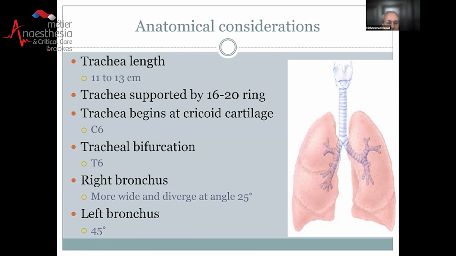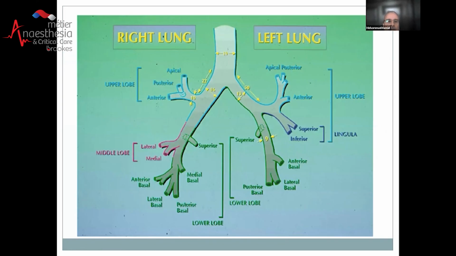And the left bronchus diverges about 45 degrees. So the right bronchus is straighter. And the most important thing about the right bronchus is the takeoff of the right upper lobe bronchus, which is about 2.5 centimeters from the carina as compared to the left bronchus. So this is the carina, and the right bronchus is over here. It's about 2.5 centimeters from the carina, while the left bronchus is about 5 centimeters from the carina. So if you have a fiber optic bronchoscope at the level of the carina, you should be able to see the right upper lobe takeoff.